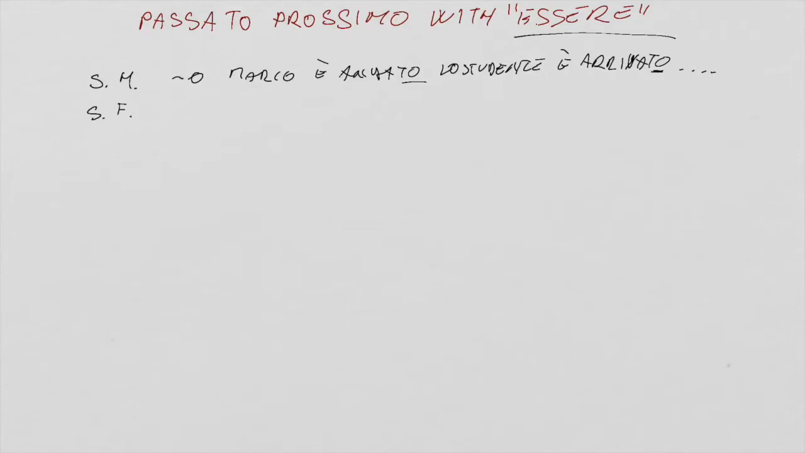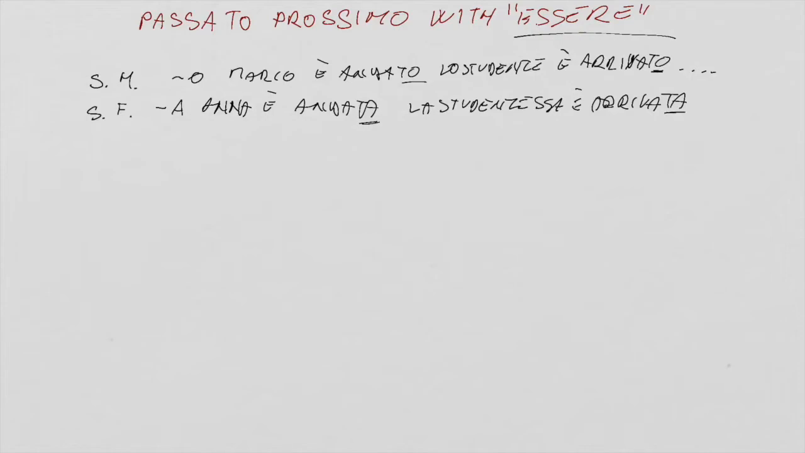If the subject is instead singular but feminine, the past participle ends in a. Anna è andata. Anna went. La studentessa è arrivata. The student arrived. La penna è caduta. The pen fell.